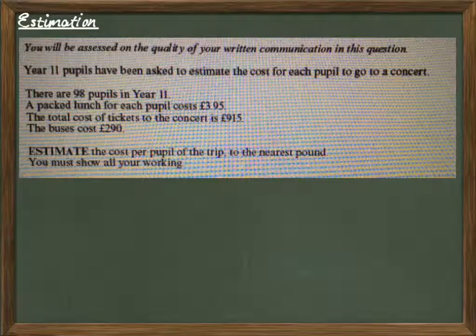First thing, a lot of words here, so we're going to highlight the important bits. Year 11 pupils have been asked to estimate the cost for each pupil, okay? This is important, each pupil, because we're looking to get it per person, okay? So we're looking to get the three things, the packed lunch, the tickets, and the bus per person before we can work out what the total is.